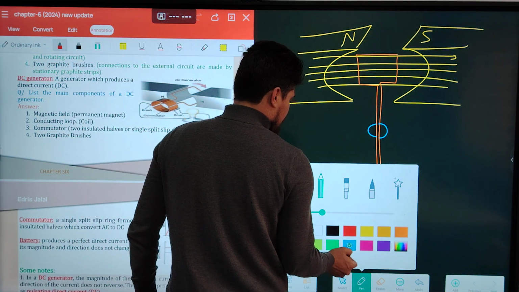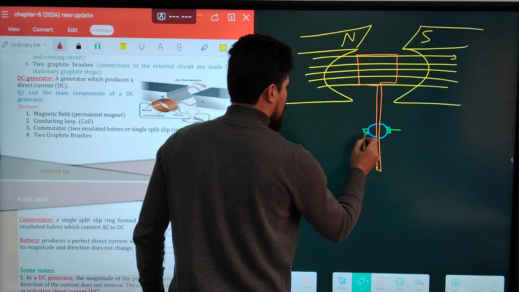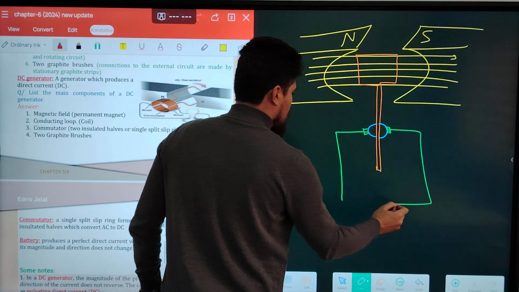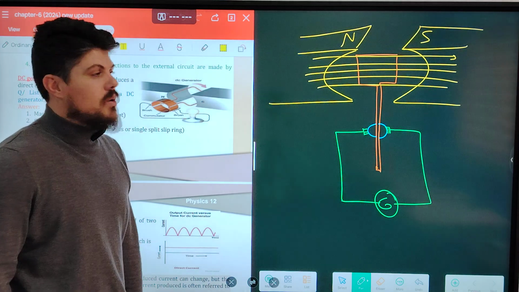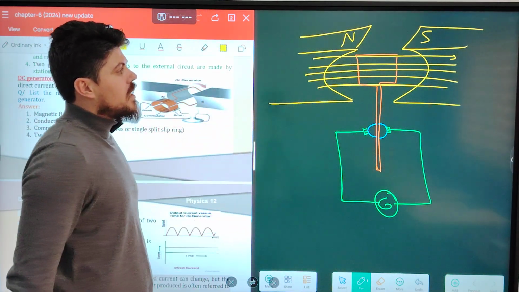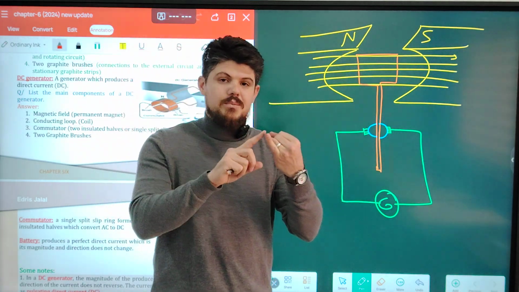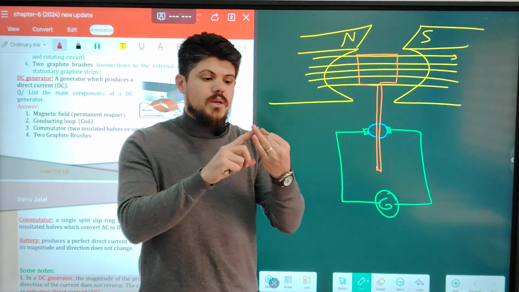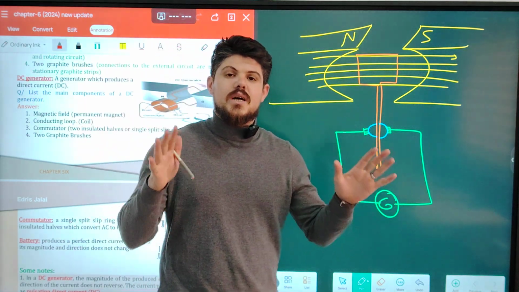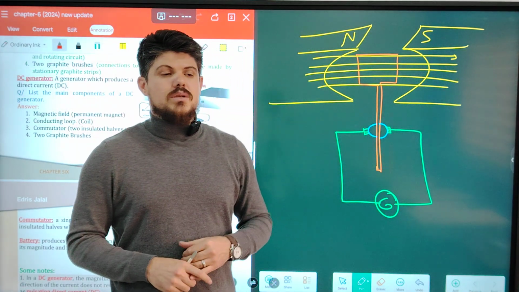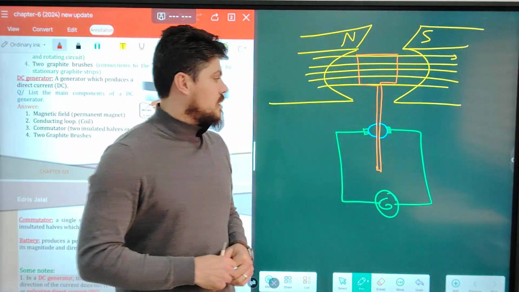And as in the AC generator, we have graphite brushes connected with the galvanometer to indicate the amount of the current. So this is basically the components of the DC generator. We have four components: magnetic field, conducting loop, commutator, and two graphite brushes. What is the difference between AC generator and DC generator? Only the commutator. In a DC generator, we have a commutator, but in an AC generator, we don't have a commutator.